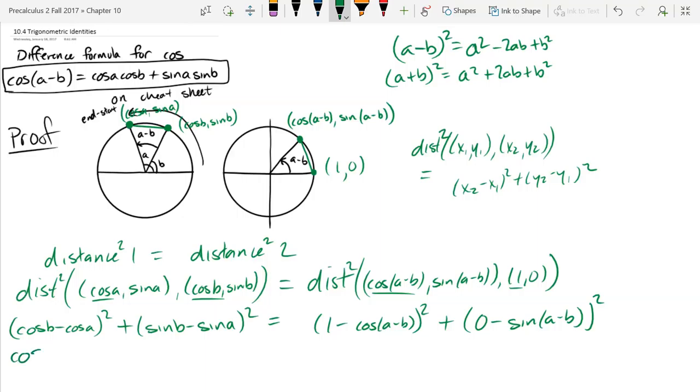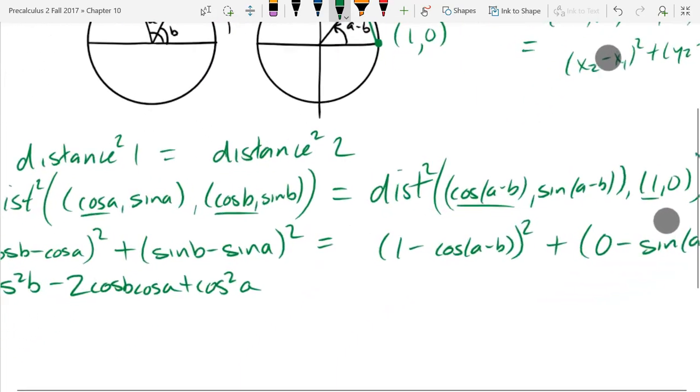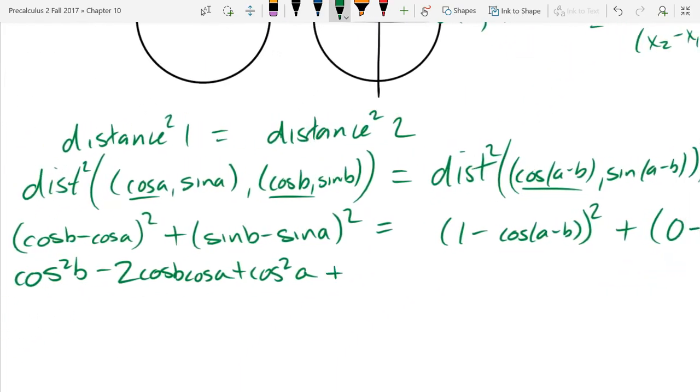So we have cos squared b minus 2 cos b cos a plus cos squared a. So that's just the first term. Plus the second term foiled, sine squared b minus 2 sine a sine b plus sine squared a. So any questions on those two ugly products?